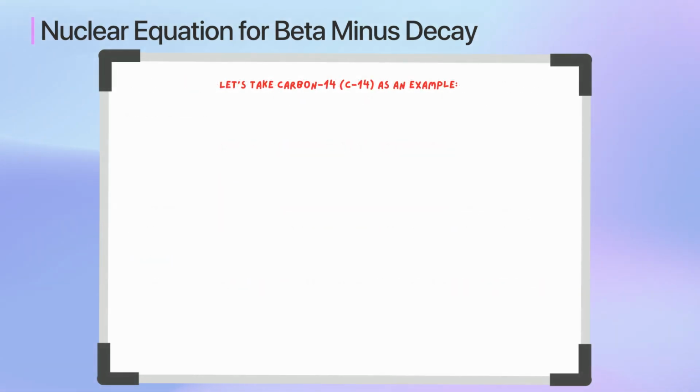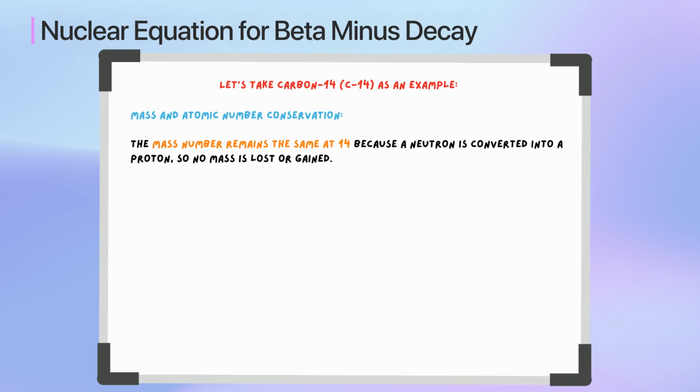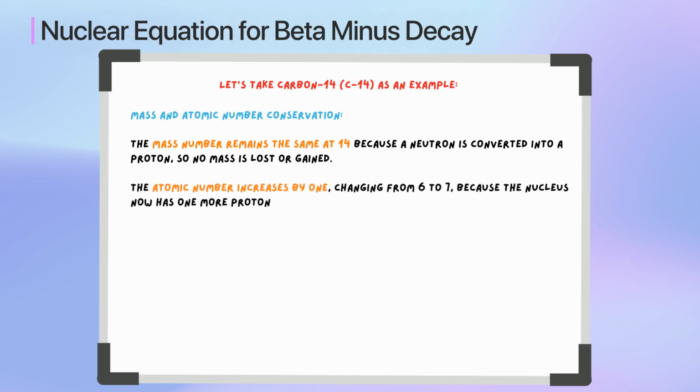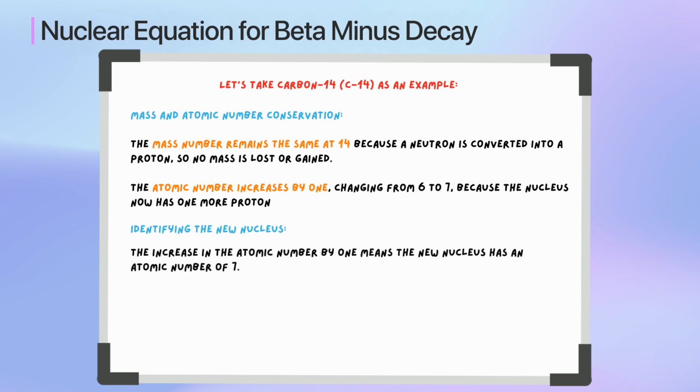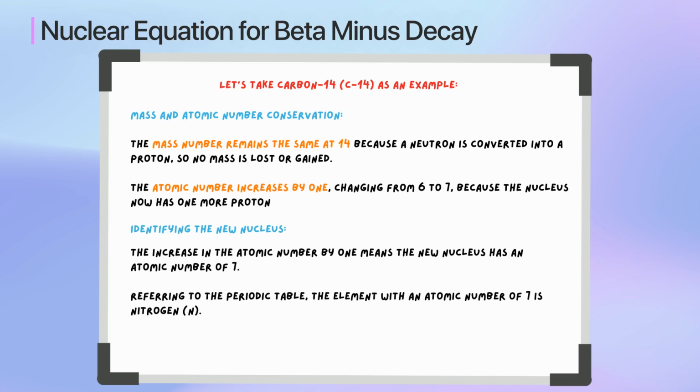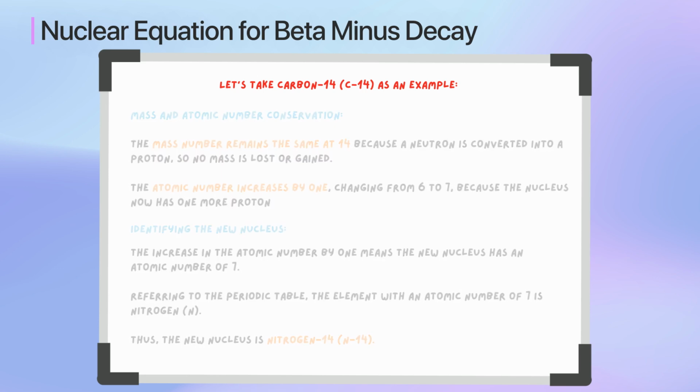The next step is to consider mass and atomic number conservation. The mass number remains the same at 14 because a neutron is converted into a proton, so no mass is lost or gained. However, the atomic number increases by 1, changing from 6 to 7, because the nucleus now has one more proton. With this information, we can now identify the new nucleus. The increase in the atomic number by 1 means the new nucleus has an atomic number of 7. Referring to the periodic table, the element with an atomic number of 7 is nitrogen. Thus, the new nucleus is nitrogen-14.